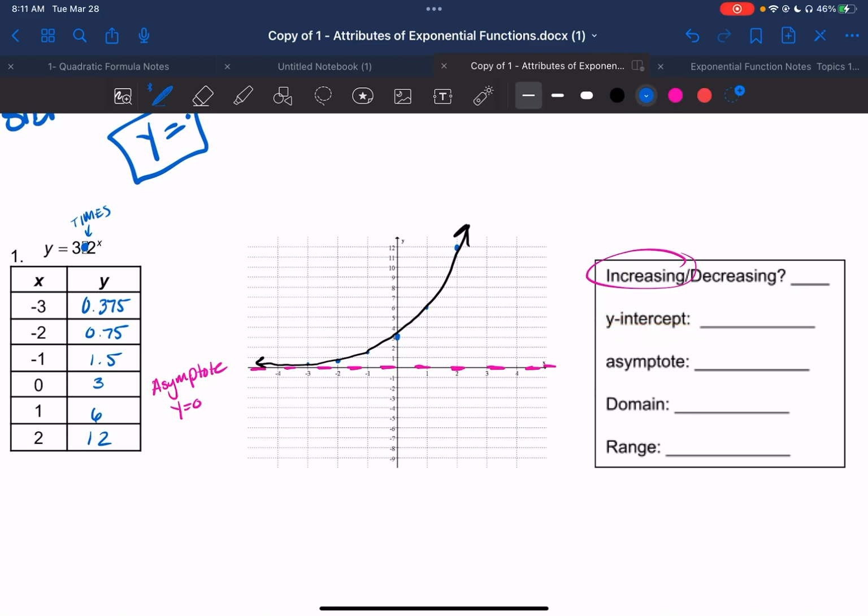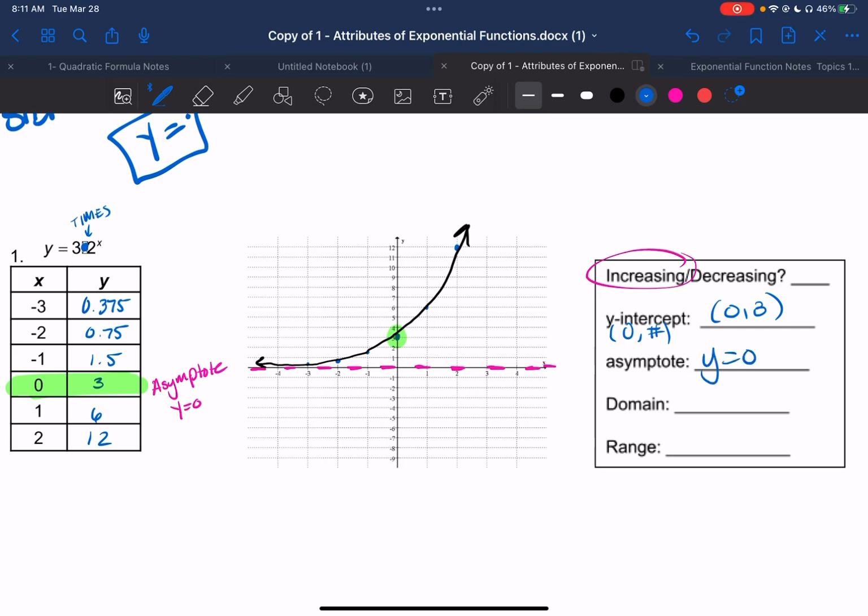Now remember, your y-intercept is when your x value is 0. Put that on your paper. So what is it when your x value is 0? This right here happens to be your y-intercept, even if you were looking at your table. And then here's your y-intercept, bam. Those two are the same points. So your y-intercept is 0, 3. What's your asymptote? We just did that. This right here is your asymptote. It's the line that your graph never touches. So it's going to be y equals 0.